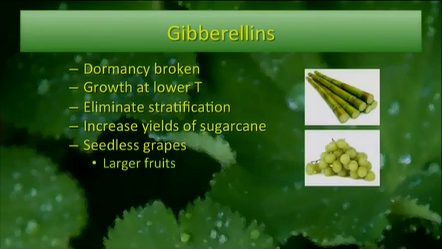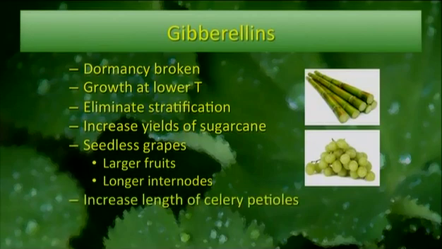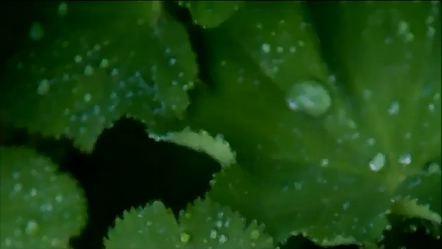So you know those humongous grapes you sometimes see at the supermarket? They're probably a result of the plant being sprayed with gibberellins. Longer internodes to allow for the larger fruits. Humongous grapes. They increase the length of the petioles of celery. We talked about celery petioles a little earlier.